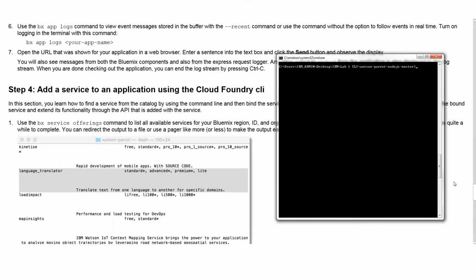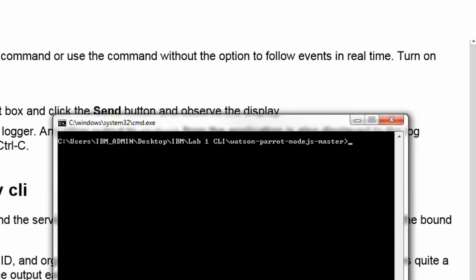Use the bx app logs command to view event messages stored in the buffer with the --recent command, or use the command without the option to follow events in real time. Turn on logging in the terminal with this command.